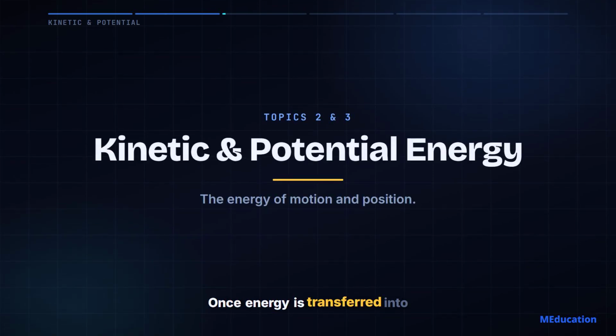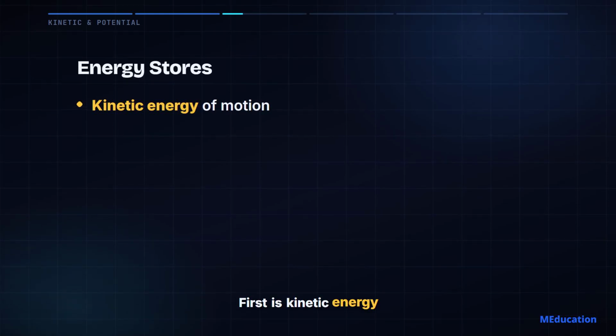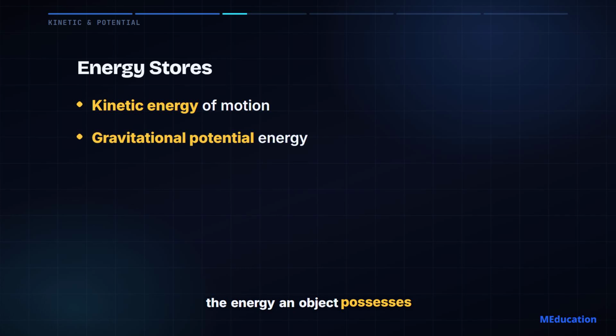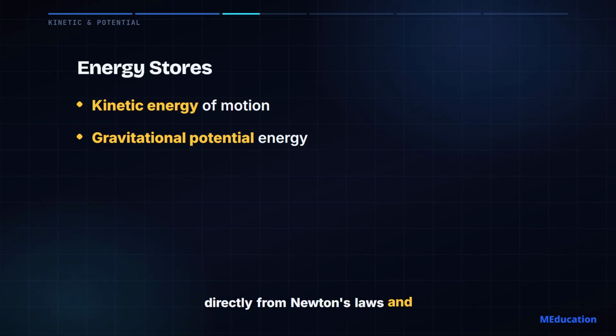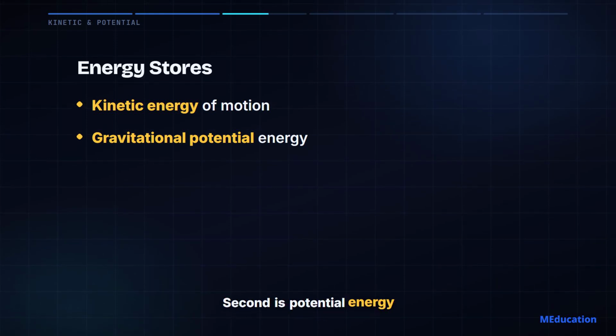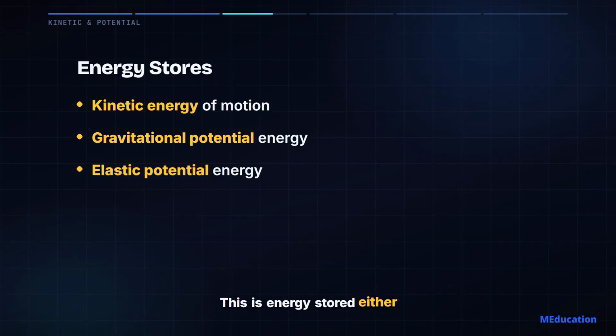Once energy is transferred into a system, it has to be stored. We classify these accounts into two main types. First is kinetic energy, the energy an object possesses purely by virtue of its motion. You will derive its formula directly from Newton's laws and the equations of motion. Second is potential energy. This is energy stored either by an object's position in a gravitational field or by its physical deformation, like a stretched spring.